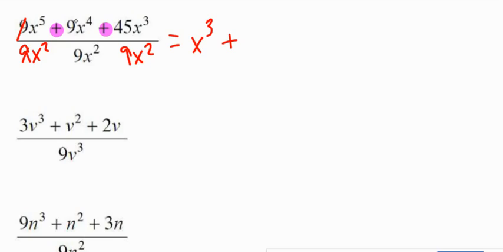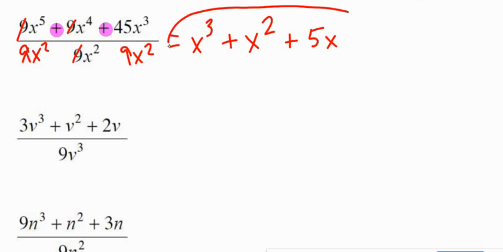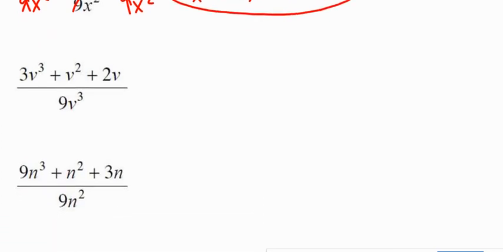Here's where I just can't forget my plus sign. Same situation here with my 9's. 9 divided by 9 is 1. X to the 4th over x squared is the same thing as x squared. Next, I have 45 divided by 9 is 5. X cubed over x squared is just x. So it simplifies to x cubed plus x squared plus 5x.